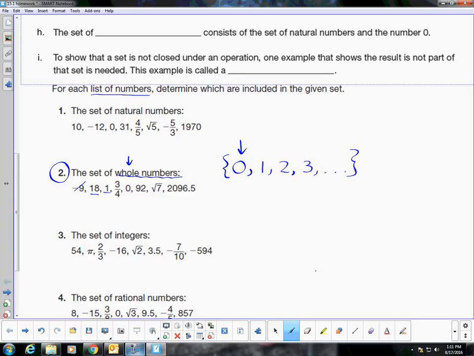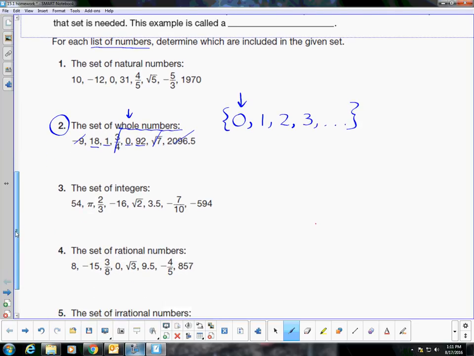1 is. 3/4 is not. 0 is the first whole number. 92, yes. Radical 7, no. And no. So we see no decimals, no fractions, no radicals that are irrational. No non-perfect squares.